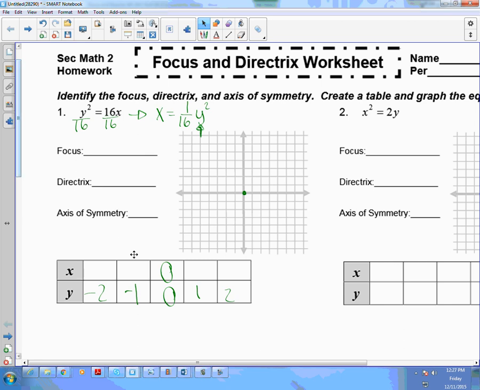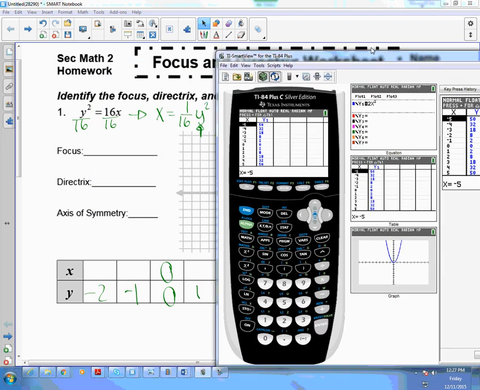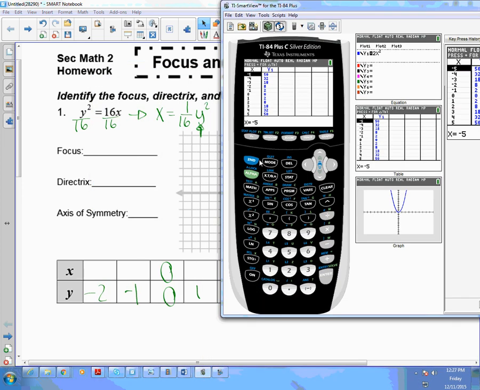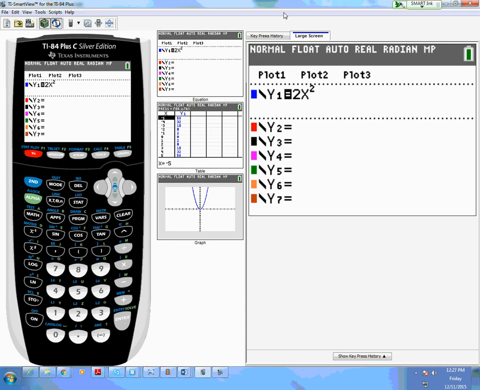Grab your calculators. Okay, we're going to type it in. Go to y equals, please. Everyone should be practicing this. 1/16 y squared, let's remember that. I'm going to make it as big as I can. Clear out what's in there. 1/16 y squared is what we need to type.